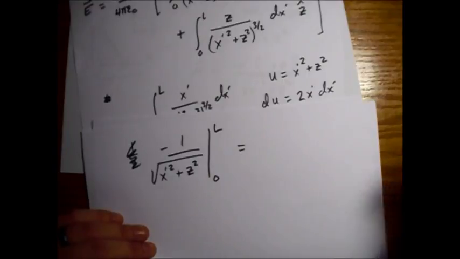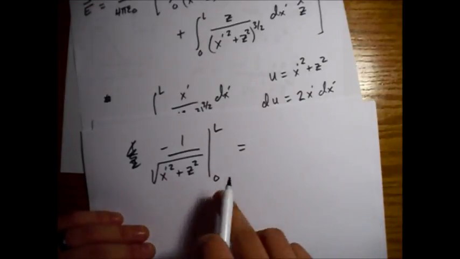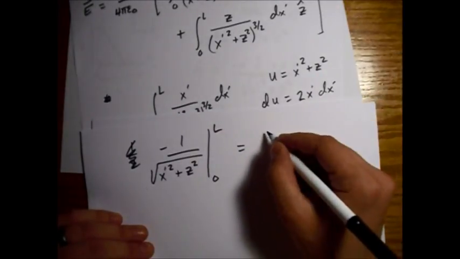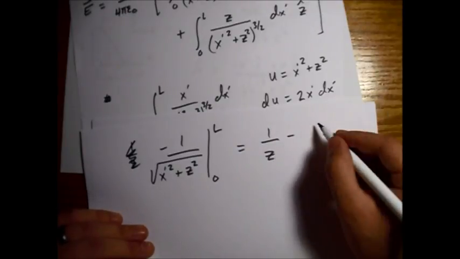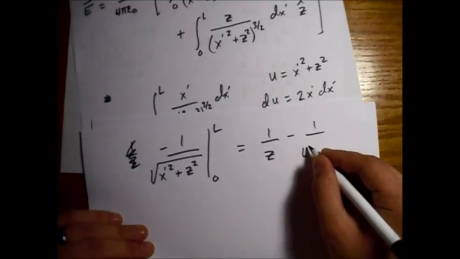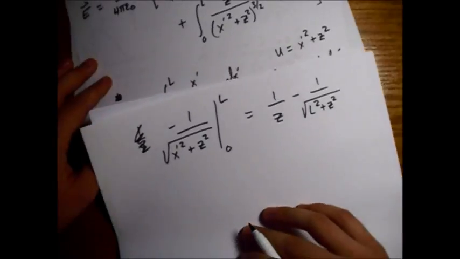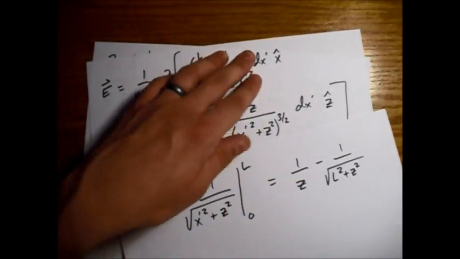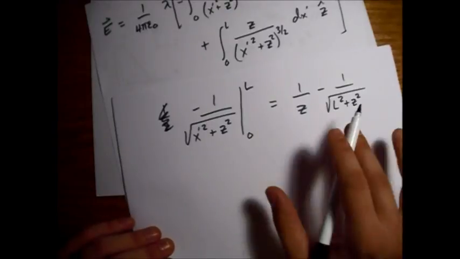Where are we? Let's just take this minus sign and reverse the limits of integration. We get a 1 over z minus a 1 over the square root of L squared plus z squared. All right, there we go. We'll end up plugging this in for our first integral here. We'll try and remember where it is.